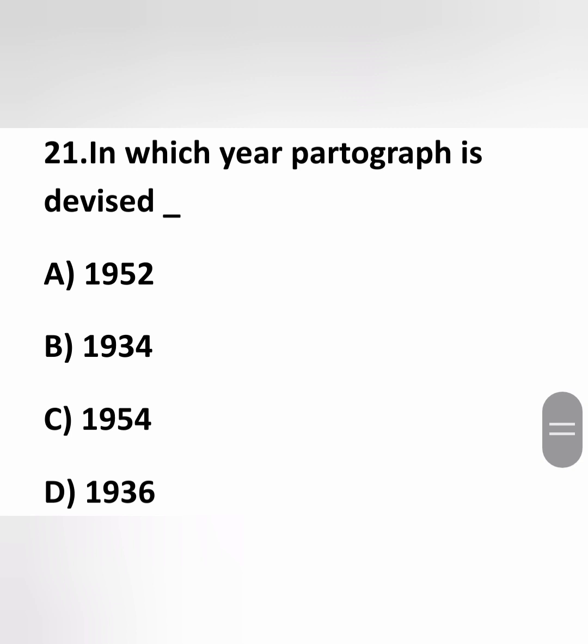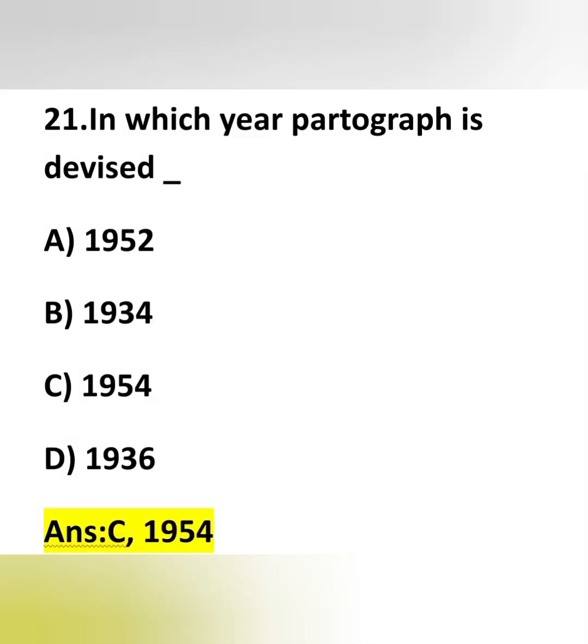Question number 21. In which year was the partograph devised? The options are option A 1952, option B 1934, option C 1954 and option D 1936. The partograph was devised in 1954. Option C is the correct answer.